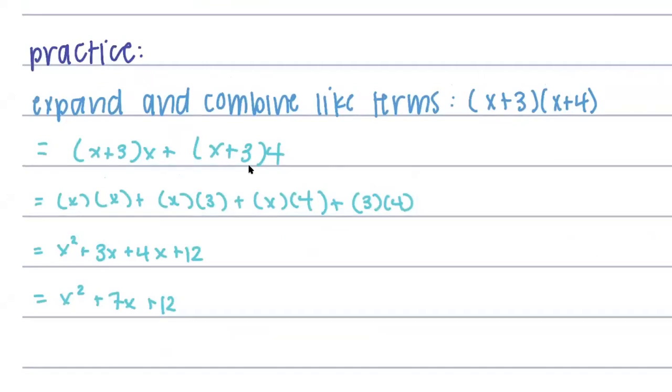The first thing you're going to do is figure out how you want to distribute it. I like to just take the first term and then distribute it out with the second set of parentheses. So you have x plus 3 times x and x plus 3 times 4. Then when you distribute that out, you get x times x plus x times 3, 4 times x plus 4 times 3. Multiply those out, you get x squared plus 3x plus 4x plus 12. Simplify that, you get x squared plus 7x plus 12. Any questions?